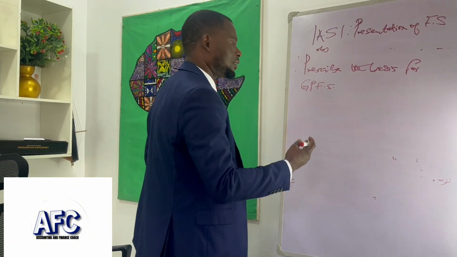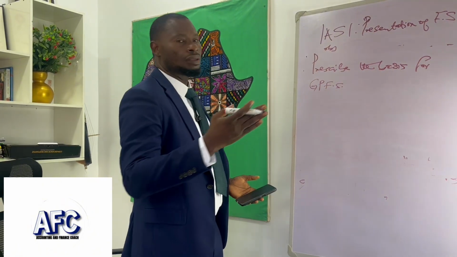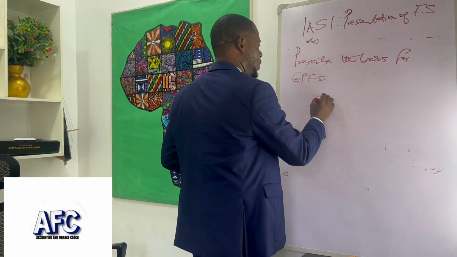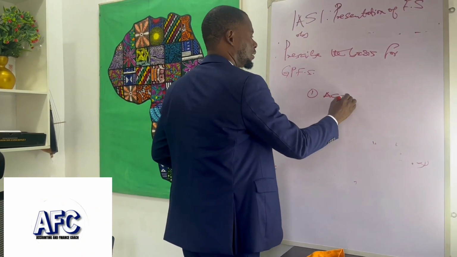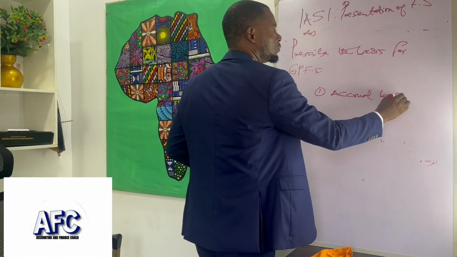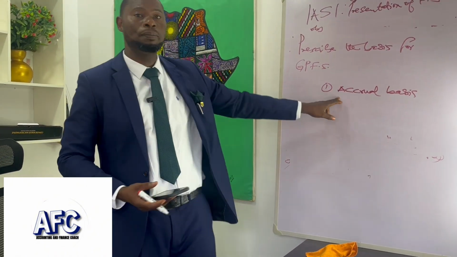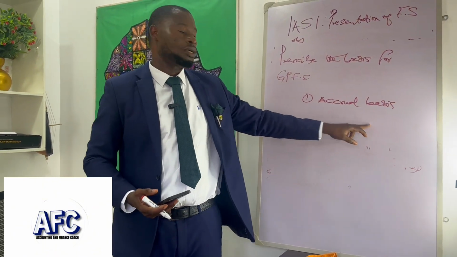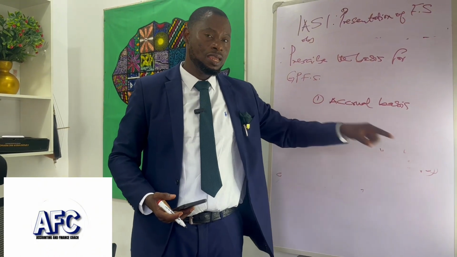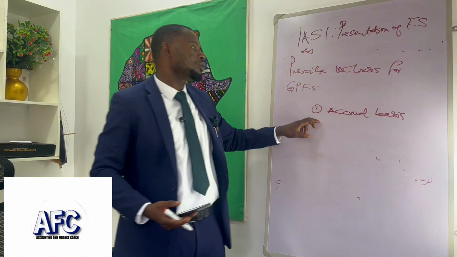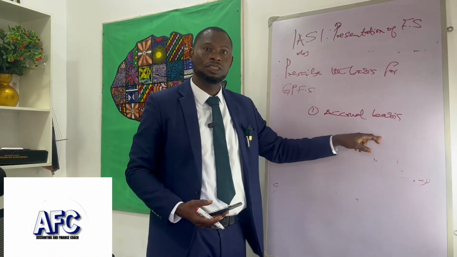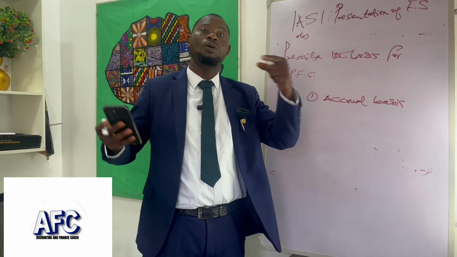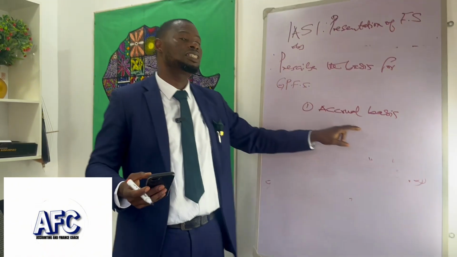Now, what is the basis? The accounting standard, rather, prescribes two bases. One is the accrual basis. What is accrual basis? Accrual basis is simply saying that you must recognize financial transactions or financial events in the period in which they occur and not when cash is paid or when cash is received. You recognize financial transactions in the period in which they occur, not when cash is received or paid.